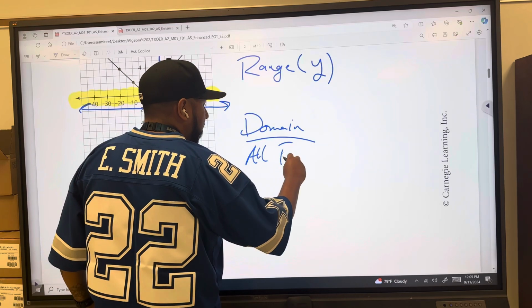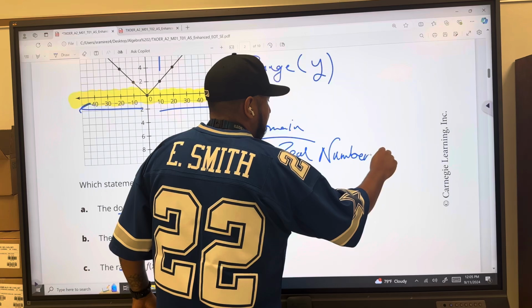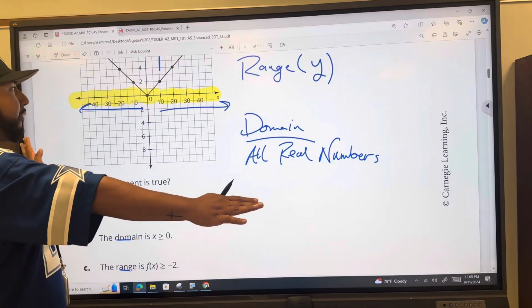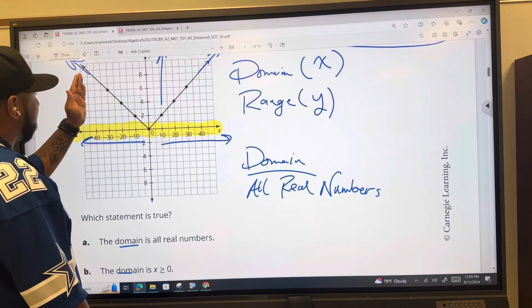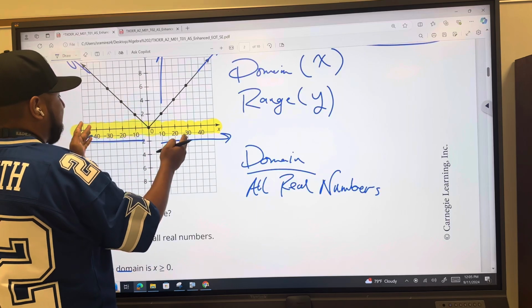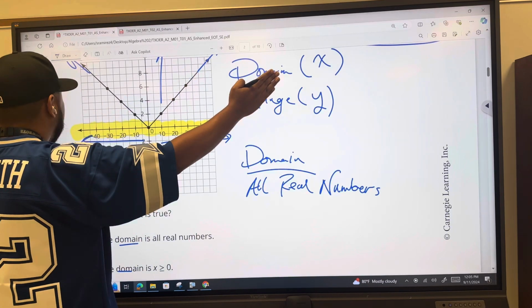It's called all real numbers. It is not being bounded. It is not being stopped. These arrows are saying it's going on forever and ever. If it was bounded, if it told me stop here, then I would look at those values and say, okay, it's being bounded between this number and this number, but in this case, the arrows are going on forever and ever.